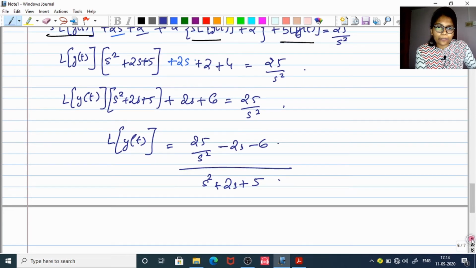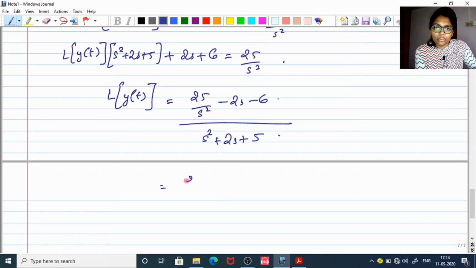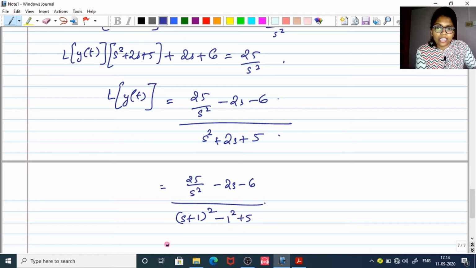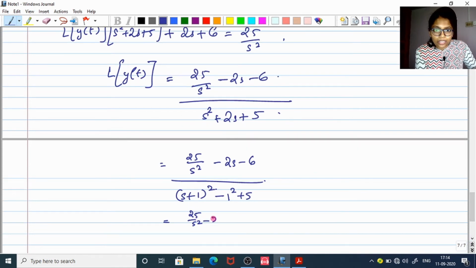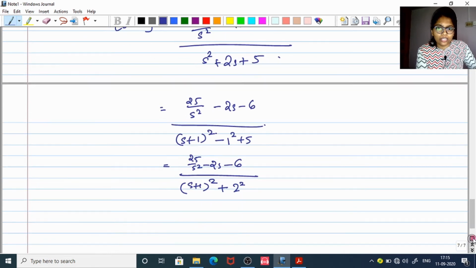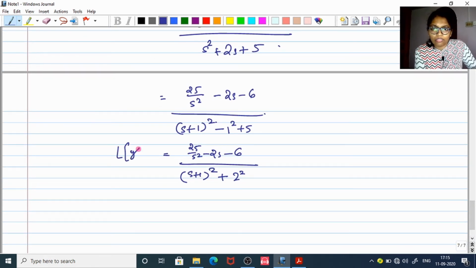So it is like numerator stays the same, 25 by s square minus 2s minus 6, divided by s plus 2 by 2 the whole square, that is s plus 1 whole square, minus 1 square plus 5, or it is like 25 by s square minus 2s minus 6 divided by s plus 1 the whole square minus 1 plus 5, which is 4. I think it is the same polynomial which we had earlier, right? This is your L of y of t.